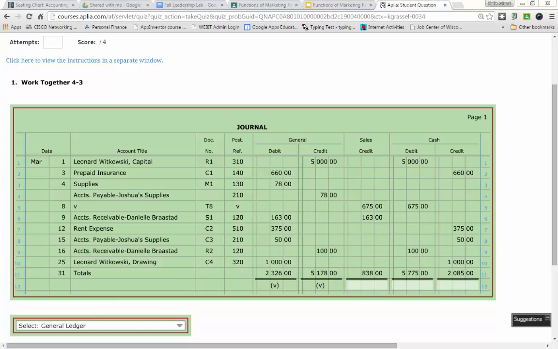Now, at the end of the month, we have to post totals. Now, when we post totals, we are specifically looking at our special columns. Because in our journal, we have general columns and we have special columns. And the special columns are columns that have an account title on them. So how many special columns do we have? Technically 3, right? Because you have a cash debit and a cash credit.